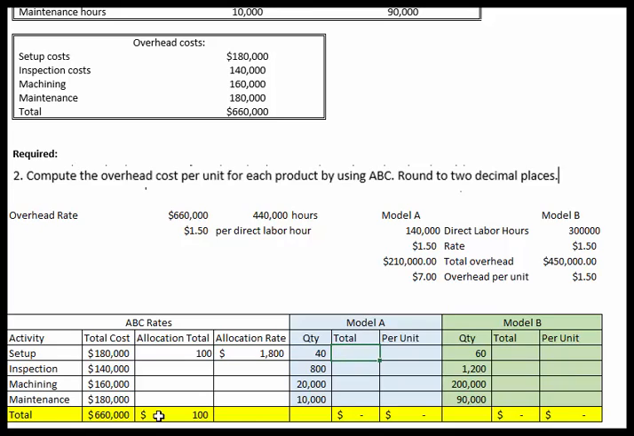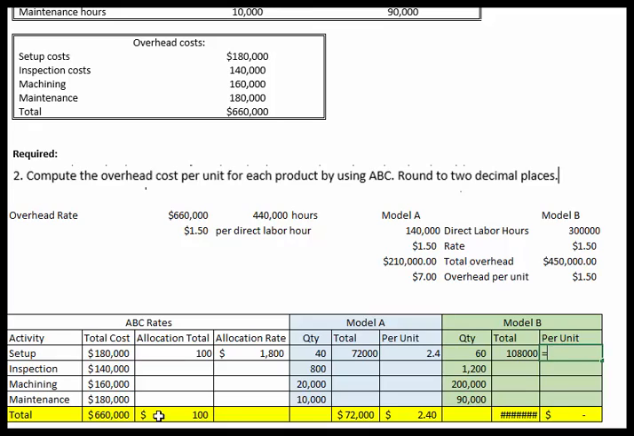Okay, so watch how I fill this out. For Model A, I'm going to take the 40 setups we're expected to consume times that allocation rate. And so we have $72,000, and to get that into a per unit basis, I would divide that $72,000 by the total quantity that we're going to produce. And for Model A, the information up above tells us it's 30,000 parts. And so we do the same thing for Model B. It's going to consume 60 production runs times the $1,800.